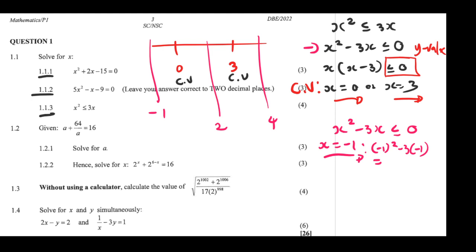So getting an answer of 4, right? Positive 4, so it's plus 4, meaning that any number that is below this 0 here, which is our critical value, has to be positive. That's what it means, right? It has to be positive.